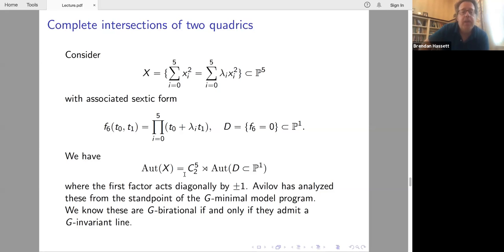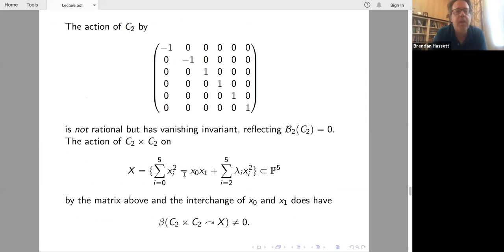One thing that we also know is that we have a clear criterion for when these complete intersections of quadrics are birationally trivial. And so I should have said that these are G-rational if and only if they admit a G-invariant line. So they're G-rational to projective space if there's a line that is invariant under the G action. So this is a test case that we'll look at. And I want to present one example. So probably the simplest example is when you have a cyclic group of order 2 acting by this matrix.